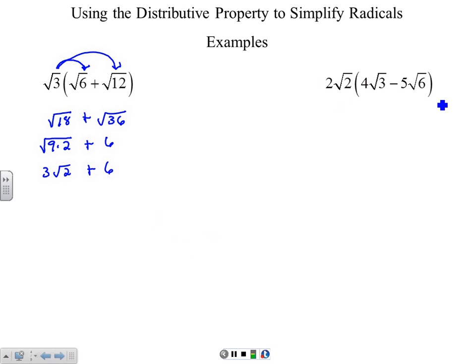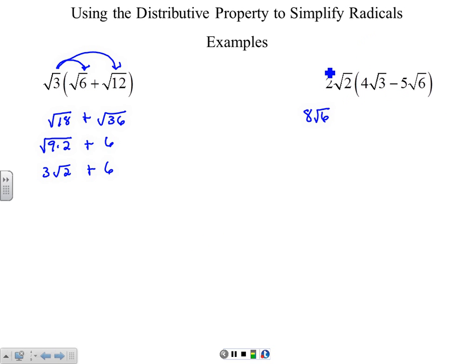Alright, so the distributive property here, we're going to have 2 square roots of 2 times 4 square roots of 3. And remember, you cannot mix whole numbers and radicals. So you're going to do whole number times whole number, which is 2 times 4, which is 8. And then radical times radical. So square root of 2 times square root of 3 is going to be the square root of 6.